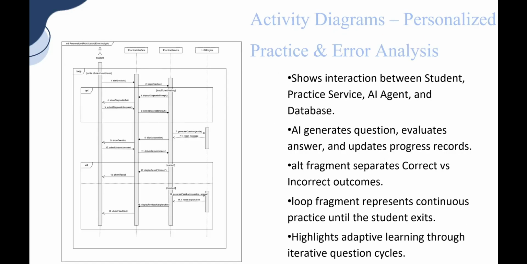And this is the personalized practice and error analysis sequence diagram. This shows how the student interacts with the practice service and the AI agent. The alternative fragment separates correct from incorrect answers, while a loop fragment represents continuous practice until the student exits. It highlights how our system supports adaptive learning through repeated question cycles.